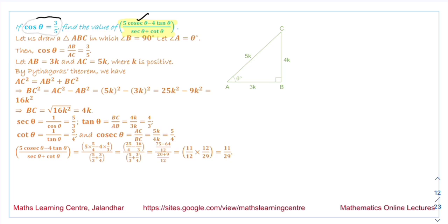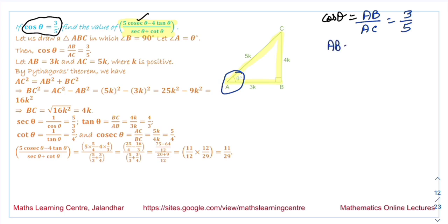Now cos theta is 3 by 5. We have drawn the triangle over here. This is the triangle ABC we are talking about. In this, angle A is theta. So the value of cos theta is AB over AC, that is base over hypotenuse, that is 3 by 5. So we get AB is equal to 3k and AC is equal to 5k for some k. These values are 5k and 3k.